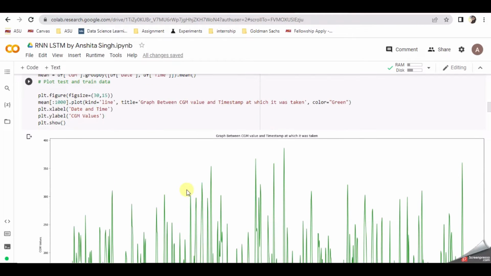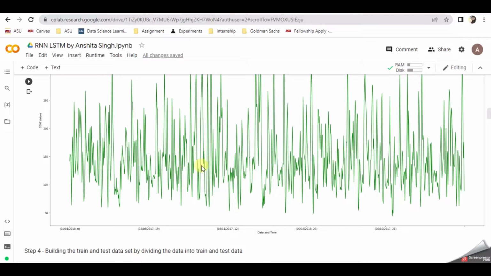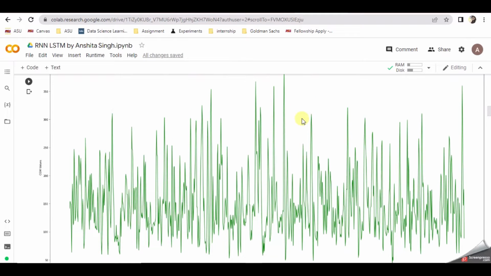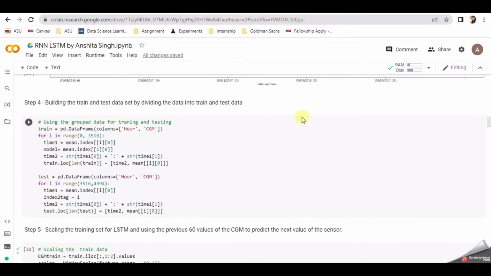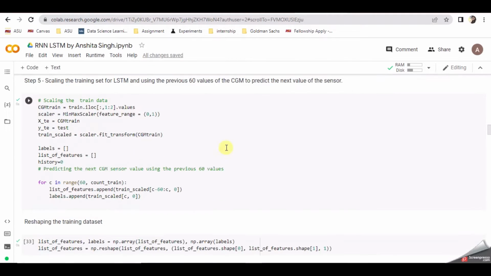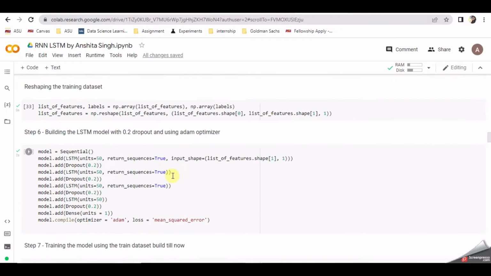Then I plotted a graph between the CGM values and the time, and saw that the pattern was the same throughout the data set. So then I divided the data set into train and testing parts, and over here I'm scaling the data set and using exactly 60 previous values to predict the next value.